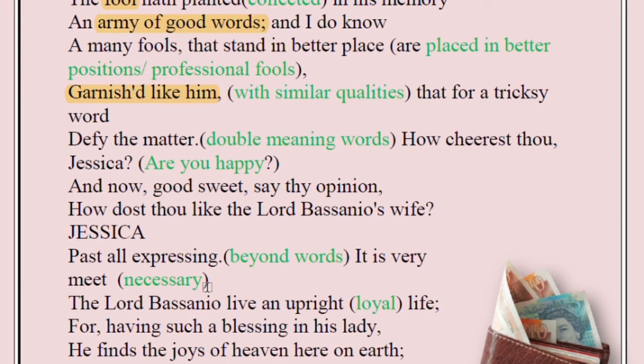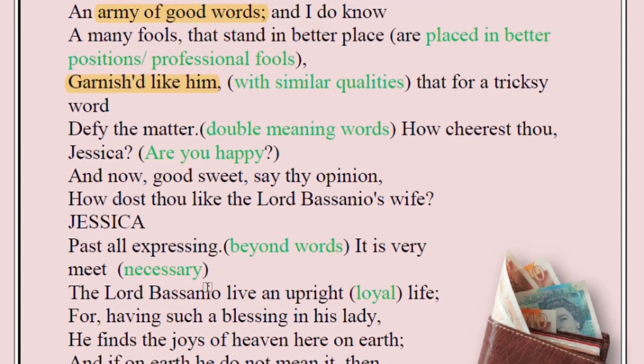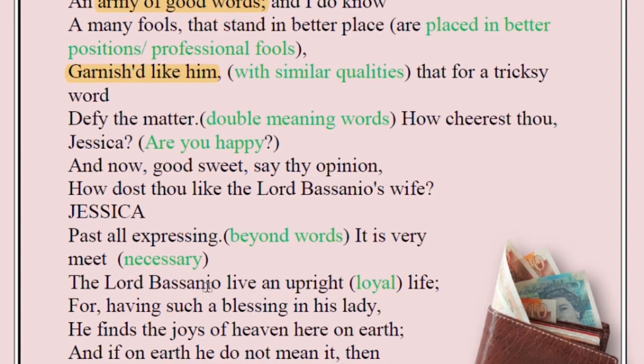So now he is very overwhelmed with the way Launcelot is capable of using words. So he applauds this, he is very fond of this person Launcelot, and now he comes to his wife. How cheerest thou, Jessica? Are you happy?